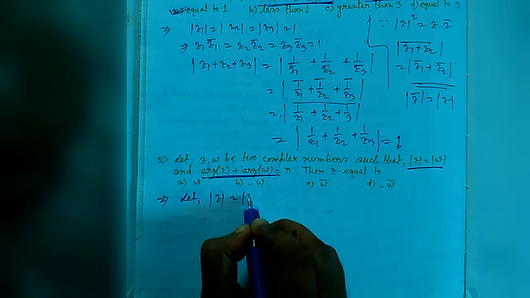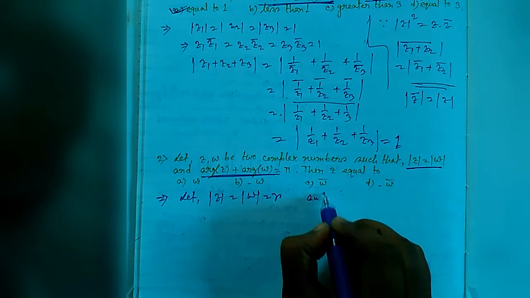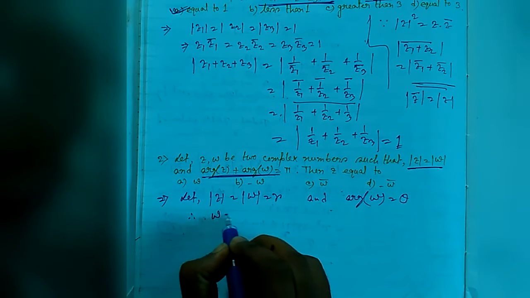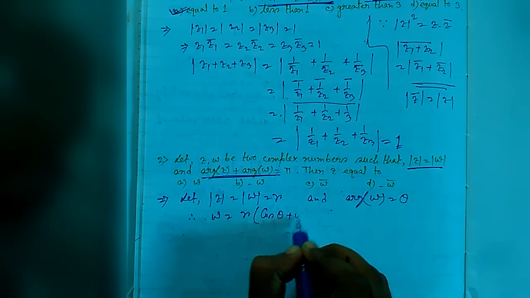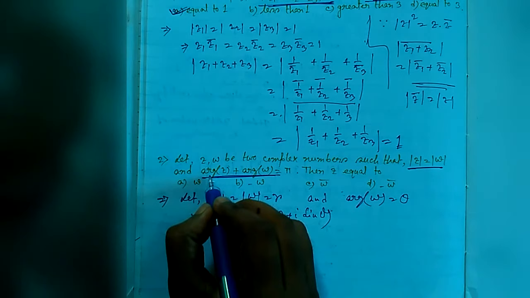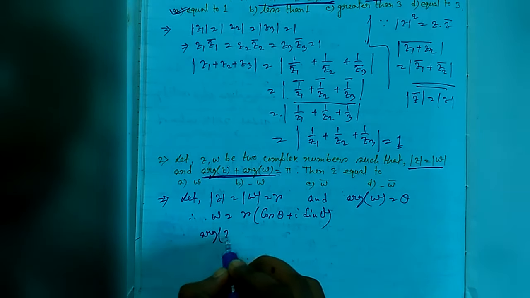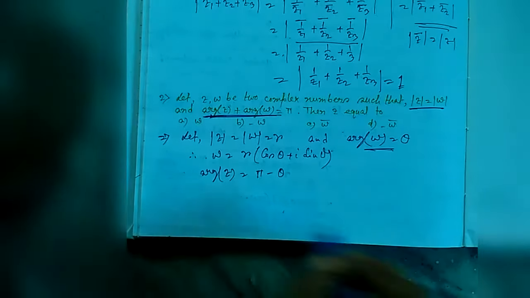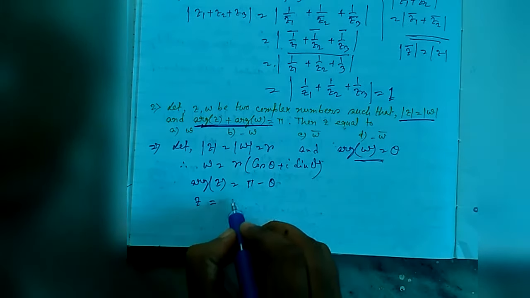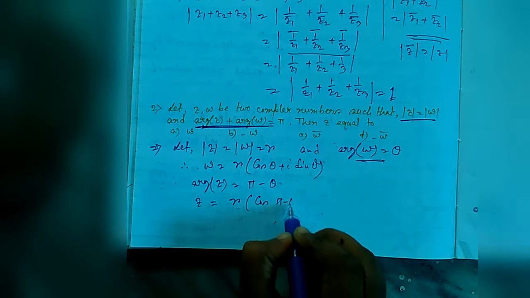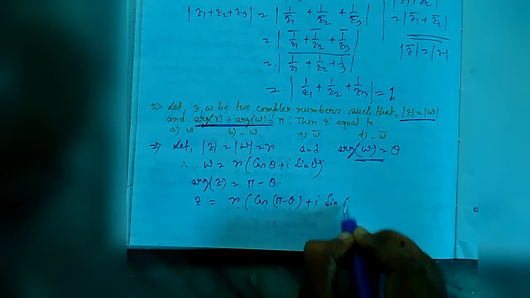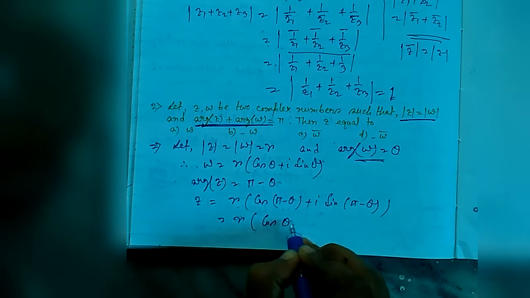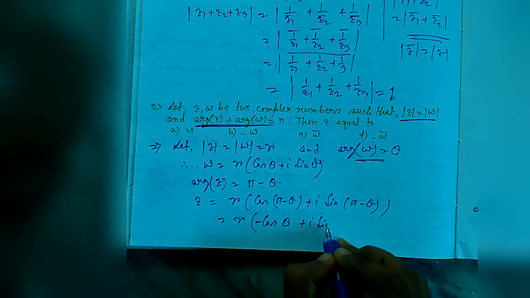Let mod z equal mod w equal r and argument of w equal theta. Then w equals r times cos theta plus i sin theta. Again we have another condition, from this argument of z will be pi minus argument of w, meaning pi minus theta. Then z will be r times cos of pi minus theta plus i sin of pi minus theta.